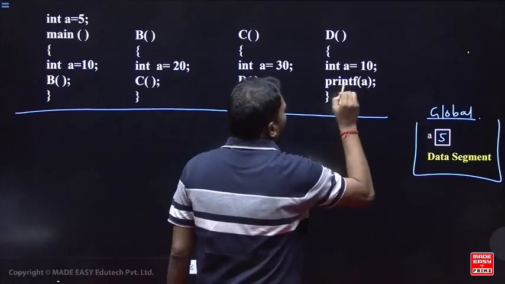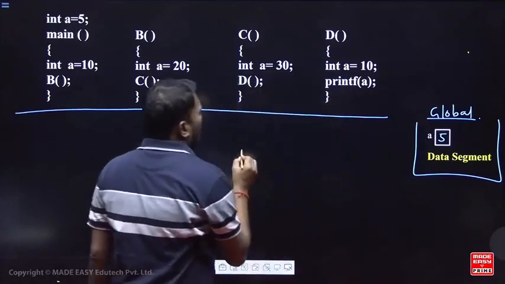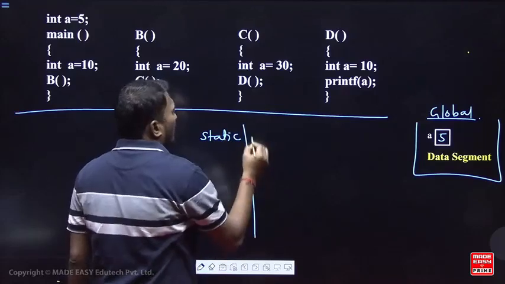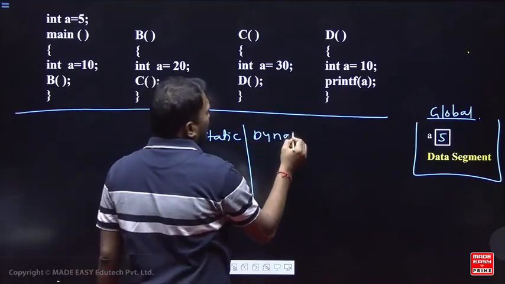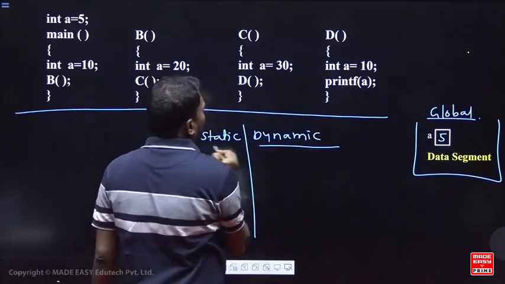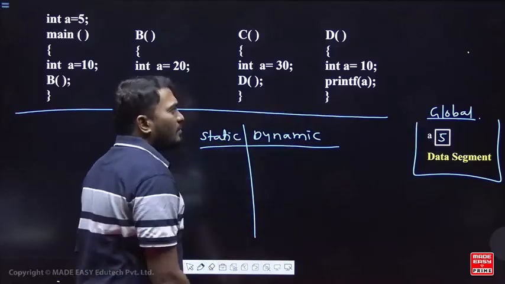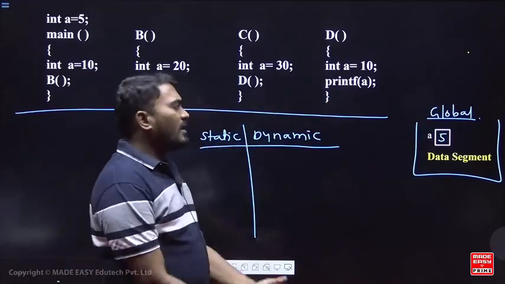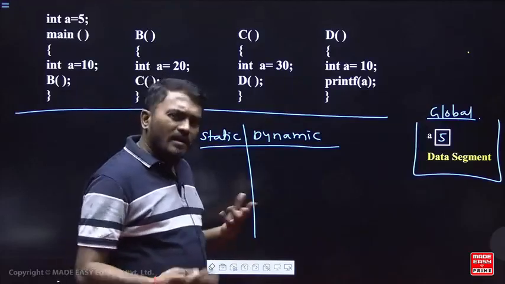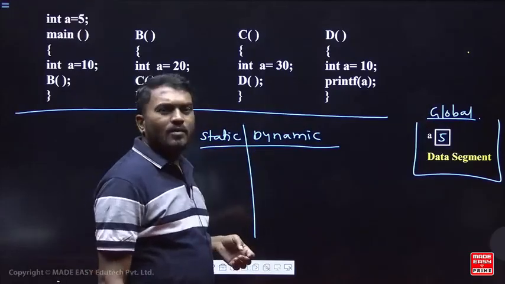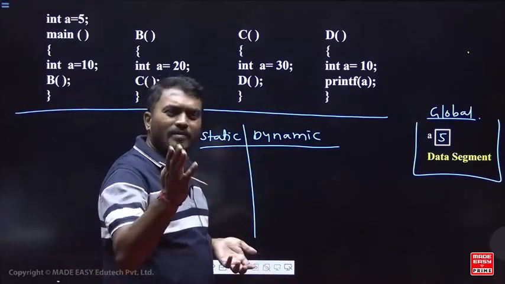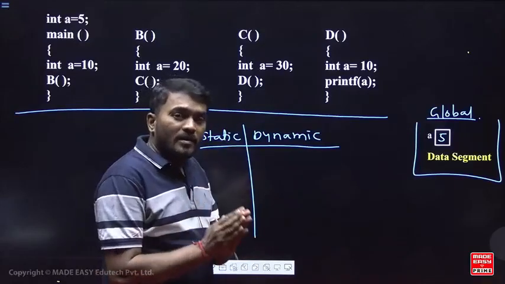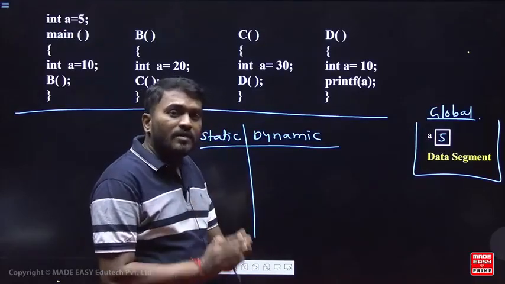A. Now tell me, when I say printf A, if I use static scoping and if I use dynamic scoping, two things. If I use static scoping, what is the output? 10 only. If I use dynamic scoping, what is the output? 10 only. Remember, I told you, scoping rules are applicable only to the free variable.